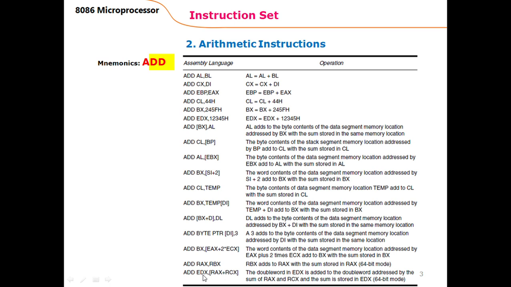And so a 32-bit value, or double word, at this memory location in the data segment is added with the 32-bit value in the EDX, and the result is stored back into the EDX register. So there are a number of other variations, and the add instruction can be used in different addressing modes and with different register sizes depending on the microprocessor.